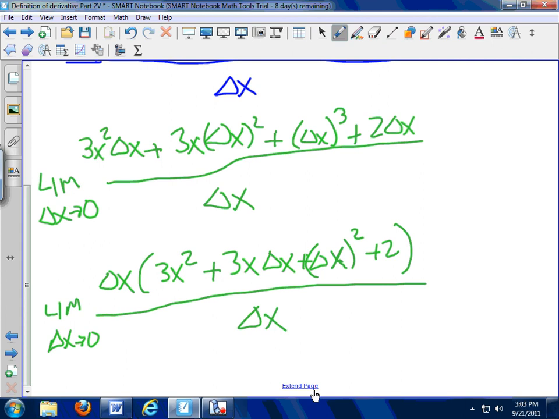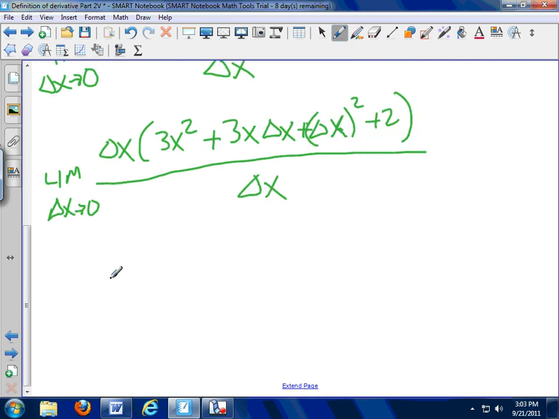Hopefully you're not trying to squeeze this into one box. You've got the whole page. Okay, so now, bit of boom, bit of bang, blue ink, cancel, cancel. No longer are we dividing by 0.